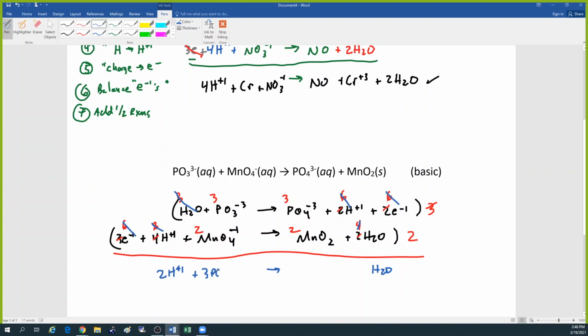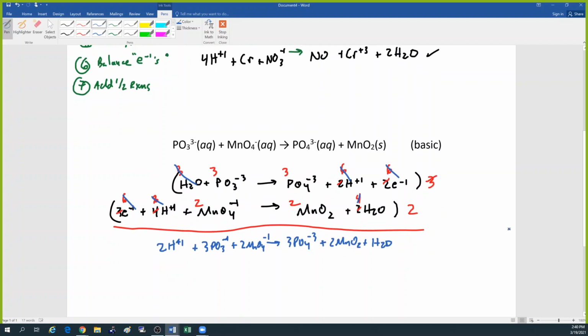3 of these. 2 of those. 3 of these. And 2 of those. I think that did it. Oh, but he put it up there. I didn't even see. Yeah, looks like we agree.